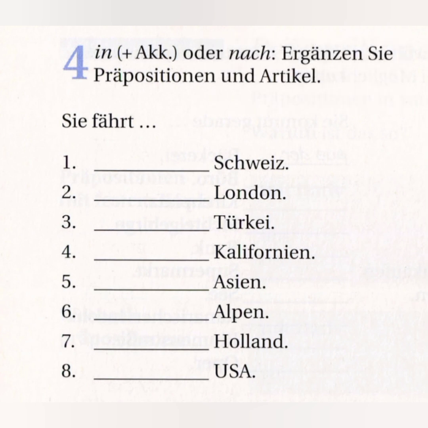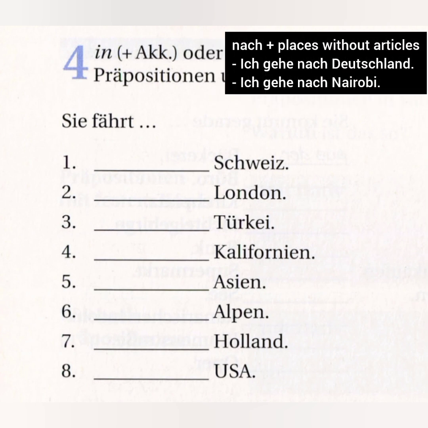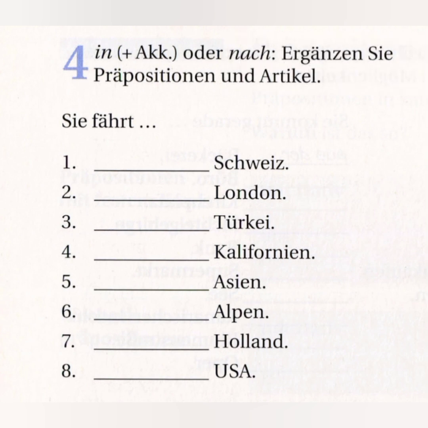All right. And how about nach? Now, nach is used with the places that don't have articles. That's why we say, ich gehe nach Deutschland, because Deutschland doesn't have an article. Ich gehe nach Nairobi. So from this exercise, kindly note that in terms of location, in is used with places that have articles, and then nach is used with the places without articles.